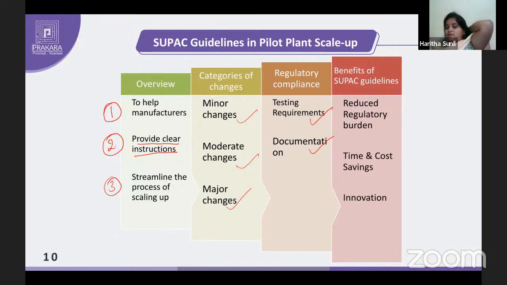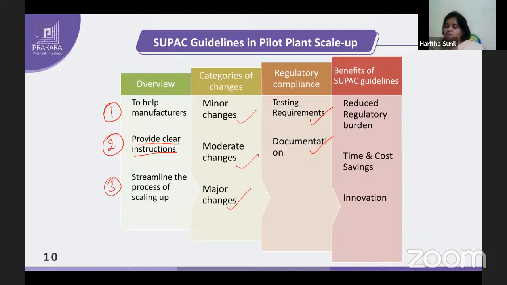And documentation: whatever changes you have made have to be documented in a way that demonstrates regulatory compliance. The documentation is usually submitted to the FDA or other regulatory authorities as part of the post-approval change request. That means you have already got approval from the FDA, but in order to improve efficacy or certain other things, you have made some changes. So you have to inform the FDA of that particular change, right?